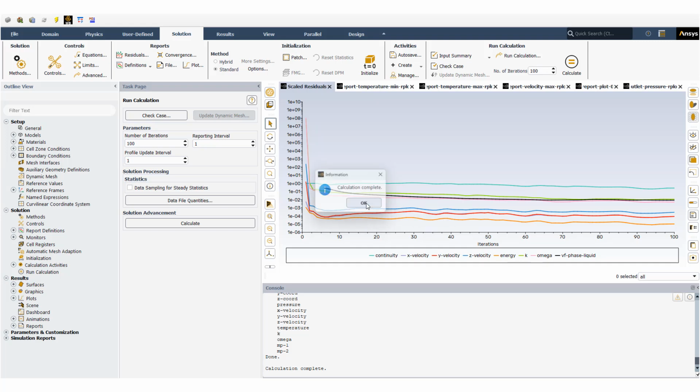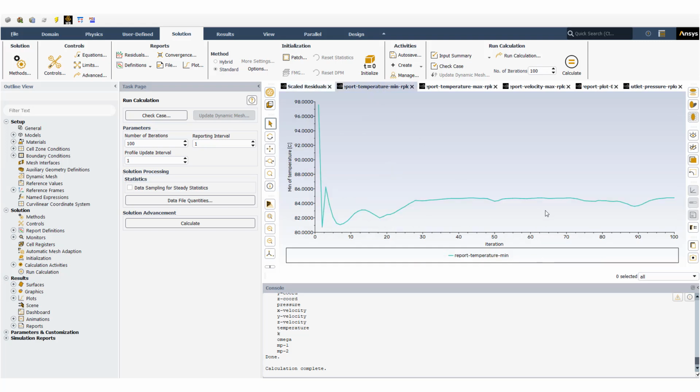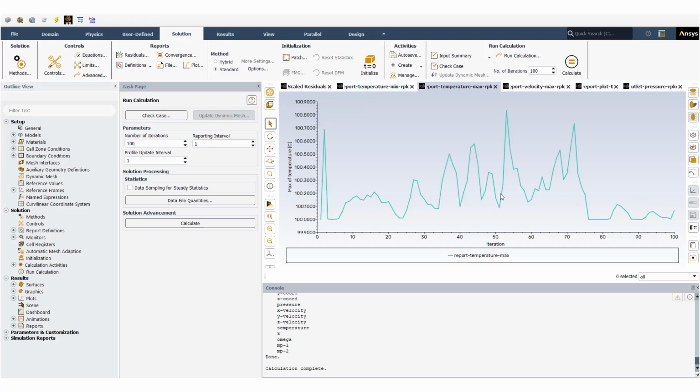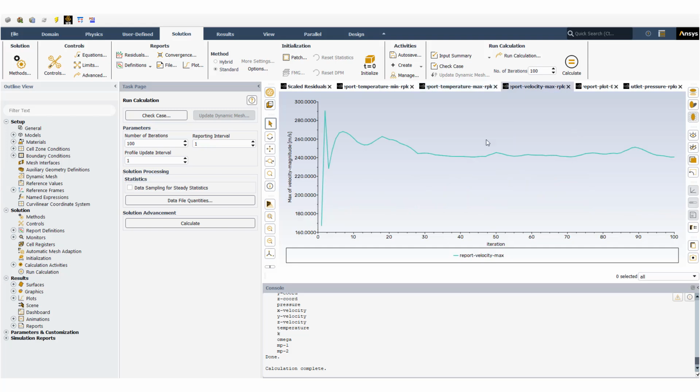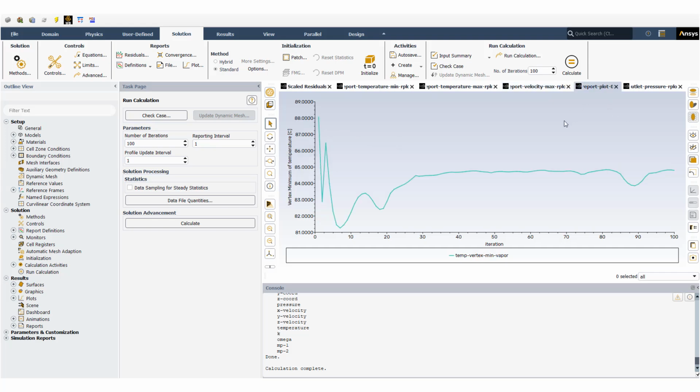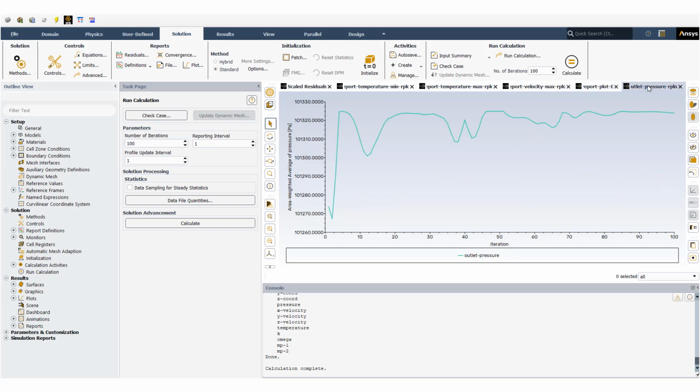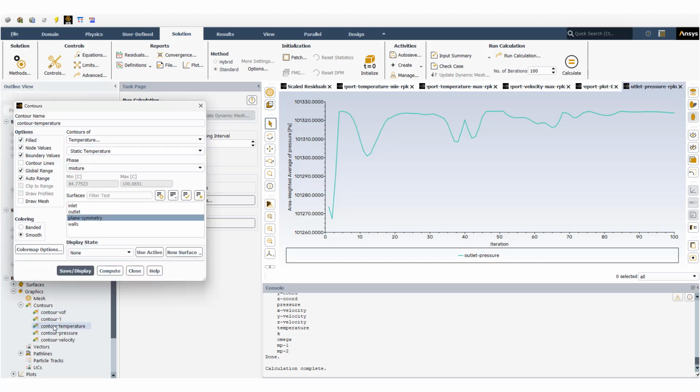The solution is completed. The minimum temperature in the domain is about 84. As you can see, maximum temperature is fluctuating. The velocity is also not very constant, 251 to 42. Minimum vertex for the temperature, you can see that, and also the pressure at the outlet. Let's check the contours for the temperature.